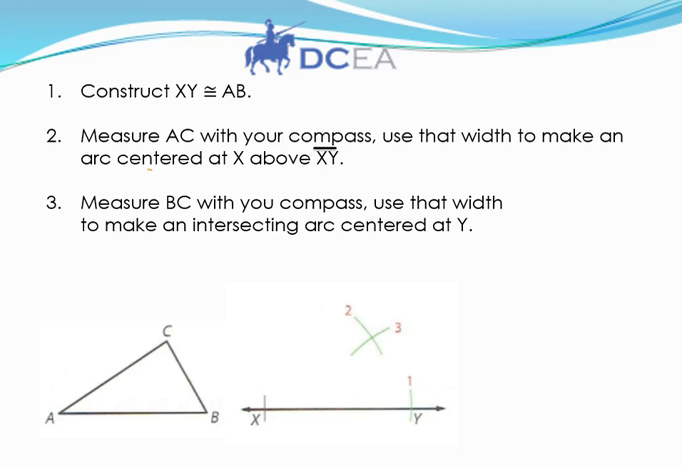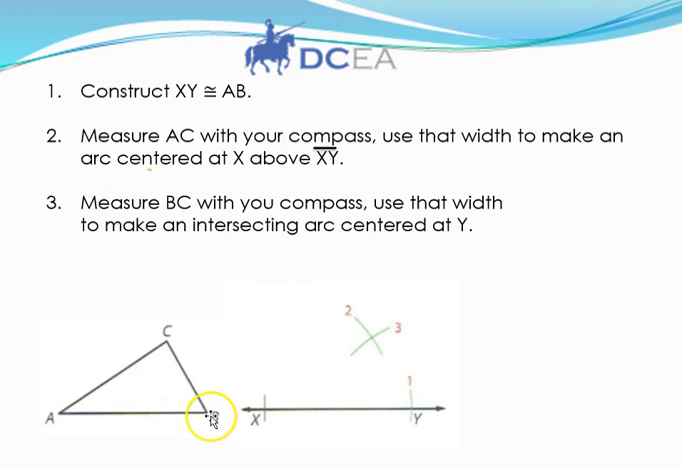We're going to demonstrate side-side-side by doing a construction. So we take triangle ABC, and what we're going to do is construct each side equivalent to make a new triangle. So draw a line XY, and then you're going to measure AC, and you're going to put your compass point on X and strike an arc about halfway in between X and Y and above the center of the segment XY.